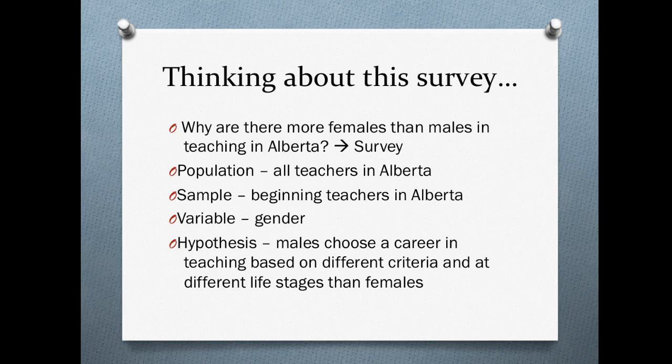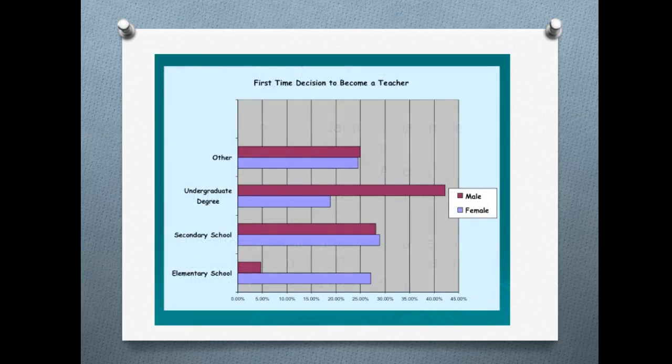So let's look at one of the questions that came out of that survey that would suggest that the hypothesis is correct and teases out some of the ways in which that actually gets acted out. In this case, the question was, when did you make the decision to become a teacher? And I gave several choices: elementary school, during secondary school, during the time when you were doing your undergraduate degree, or other.